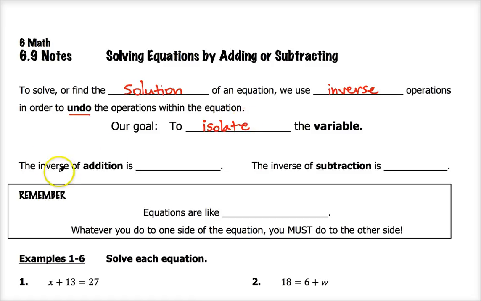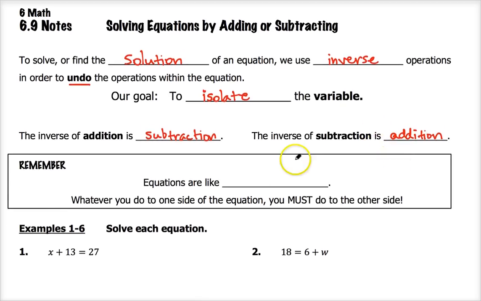So hopefully you know already that the inverse of addition is subtraction, and that the inverse of subtraction is addition. Those are called inverse operations because one operation will cancel the other one out. Okay, so we're going to use that fact today when we're solving these equations.